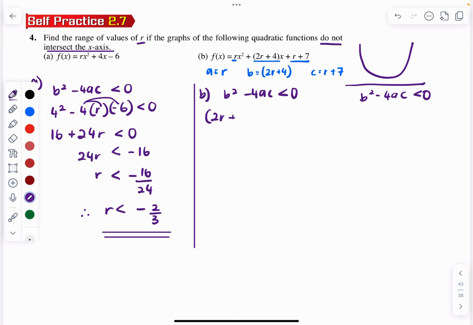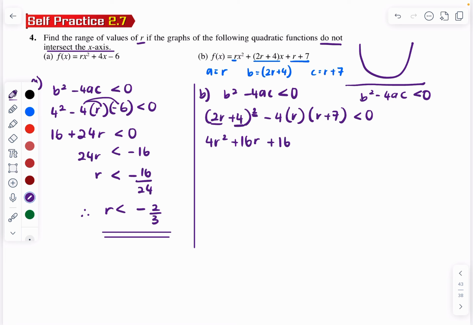B square minus 4ac less than 0. Now we have to expand this. So 2r square will give us 4r square. 2 times 2r is 4r. Times 4 will be 16r. And then 4 square will be 16.